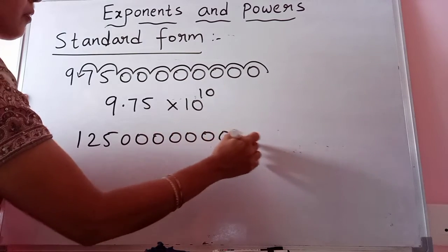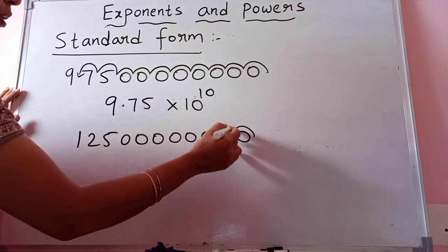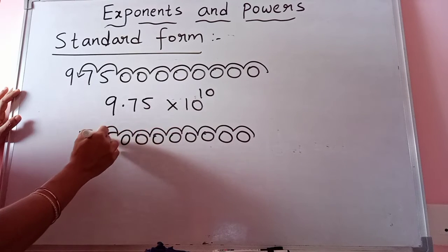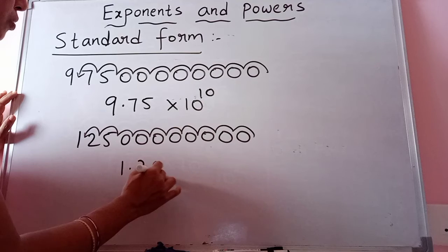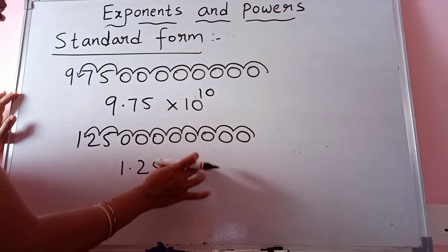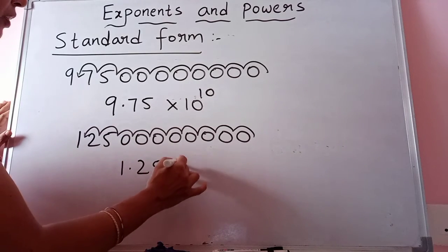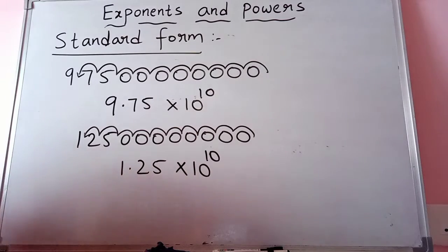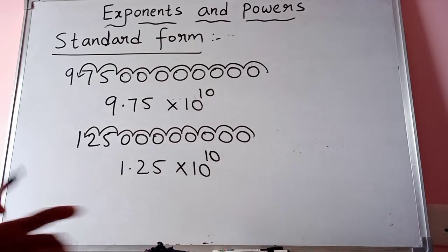And similarly, give me the answer to this question also. Here the point is shifting how many places? 1, 2, 3, 4, 5, 6, 7, 8, 9, 10 places. Here also, therefore 1.25. After 25, even if we write zeros there is no value. That is why just write 1.25 into 10 raised to the power of 10. In this way we write in standard form. For very large numbers, we use positive exponents, and for very small numbers, we use negative exponents.